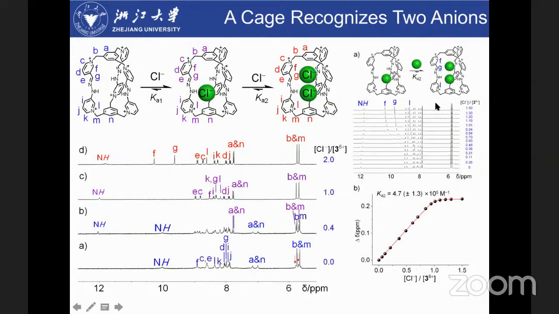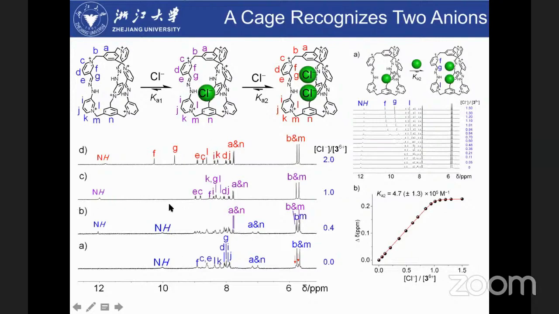So this cage has a long cavity, and we found that this macrocycle is able to recognize two chloride anions in the cavity. You can see in the beginning, because there is no guest template, this macrocycle is flexible. You can see the peak is pretty broad, and after we add chloride, you can see a new peak taking place here.